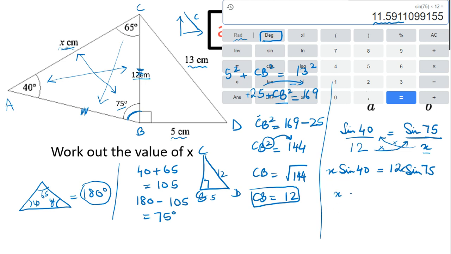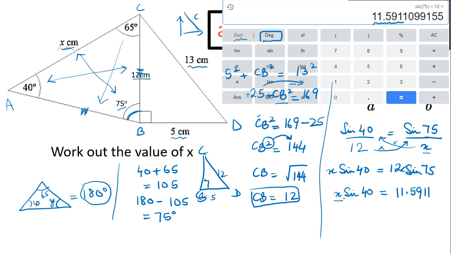It's always good practice to keep it to at least 3 to 4 decimal places while you're solving the equation. Once you're done with the final answer, then you can round off to maybe 1 or 2 decimal places, but while you're doing it, just keep it to at least 3 or 4. So x sine 40 is equal to 11.5911. And now I need to find my x.